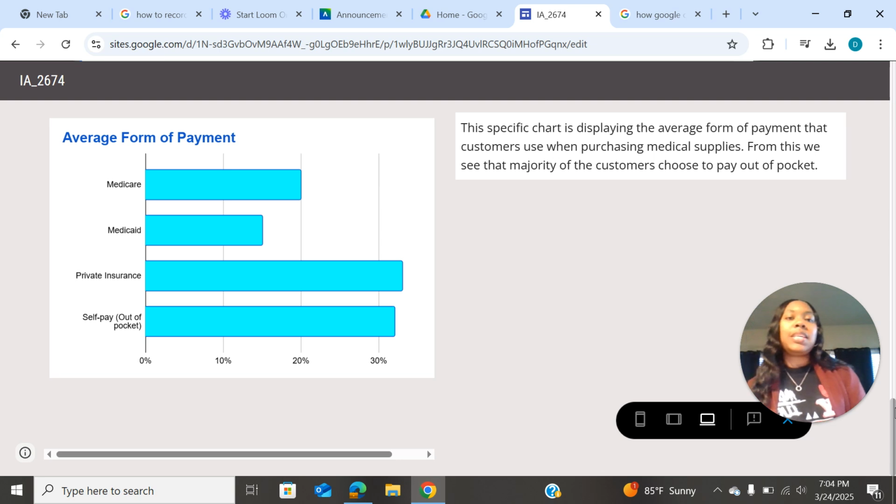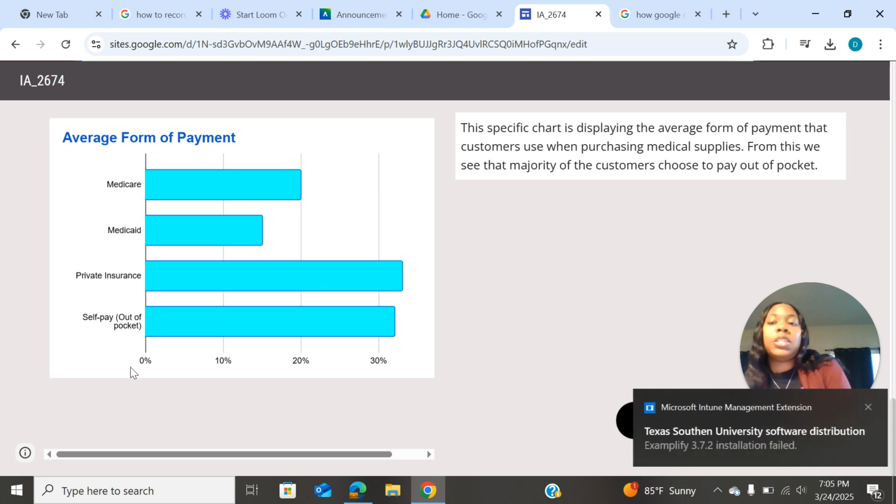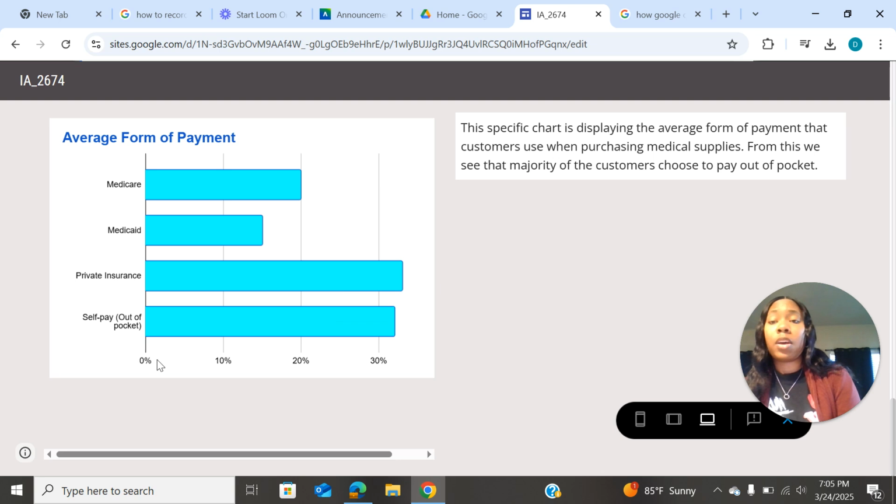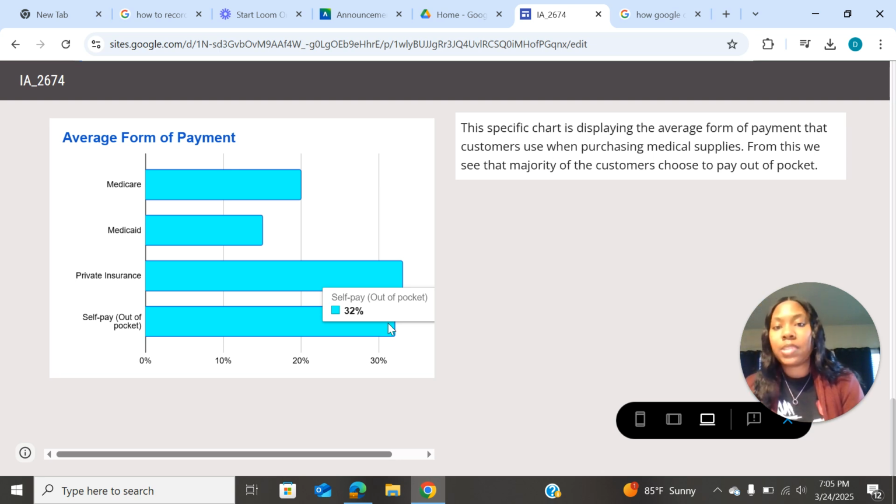From this, we see the majority of the customers choose to pay out of pocket. Okay, so we have different forms of payment: Medicare, Medicaid, and then we have private insurance and self-pay, which is out-of-pocket pay. Like I said, we see the majority of the customers with this company choose to pay, well, it looks like it's somewhat a tie, or a 1% difference. So we see self-pay, which is out-of-pocket.